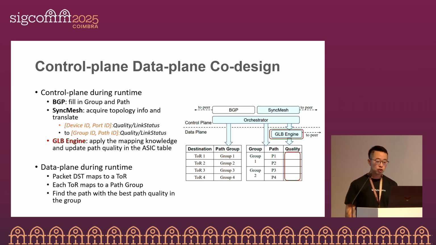So GLB engine, as I just mentioned, is responsible for filling in the quality values carried by the GLB messages in the right position of the path quality table. So during runtime, data plane, when receiving a packet, the data plane will look at the packet's destination TOR and find out which group it belongs to and choose a path within the group with the best quality value.